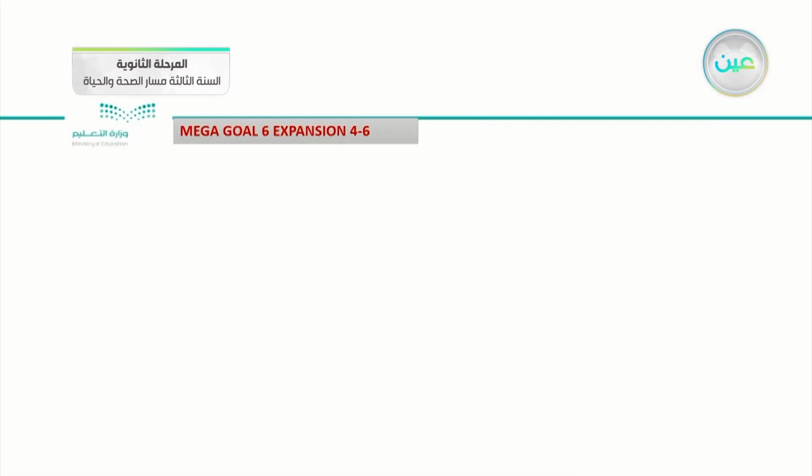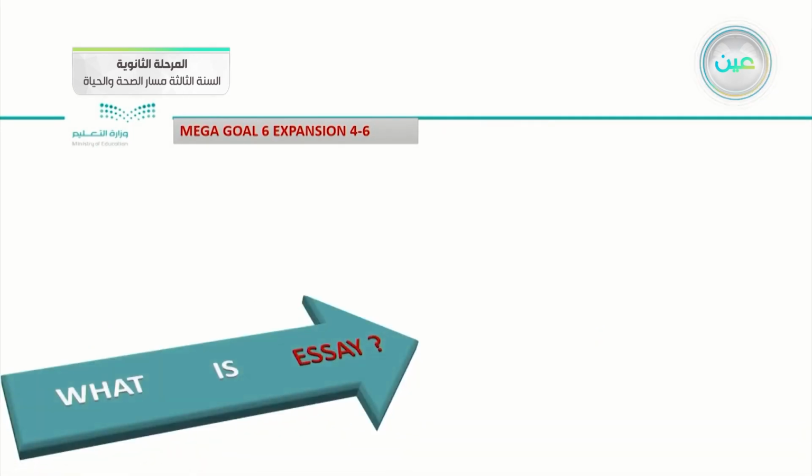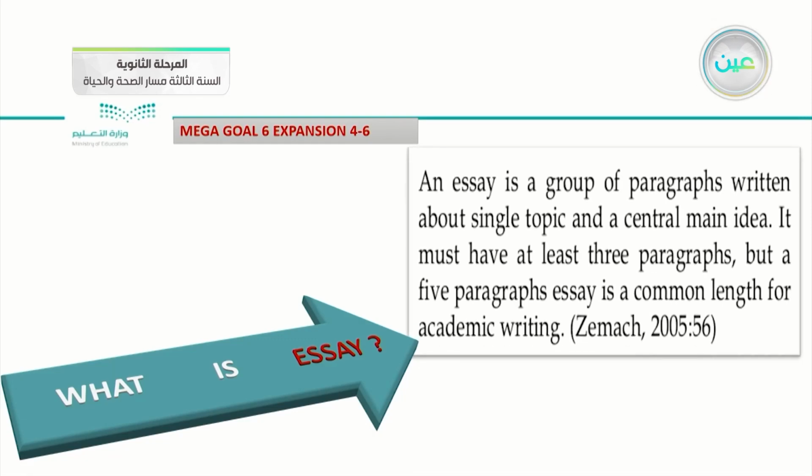Okay, on the next slide, what do we have? Now we will talk about the essay as a whole. What does an essay mean? An essay is a group of paragraphs written about a single topic and a central main idea. It must have at least three paragraphs: the first is the introduction, the second the body, and the last the conclusion. But a five-paragraph essay is a common length for academic writing.